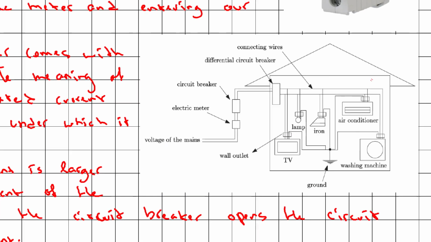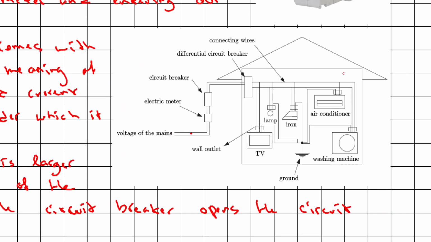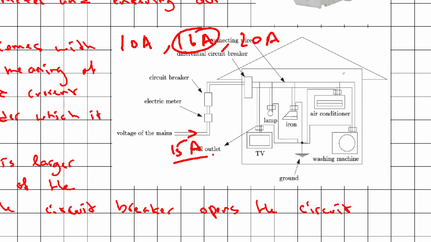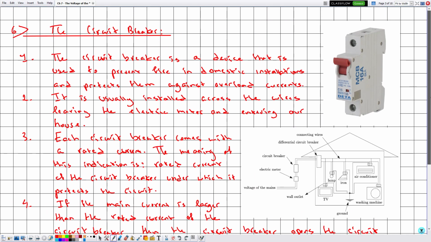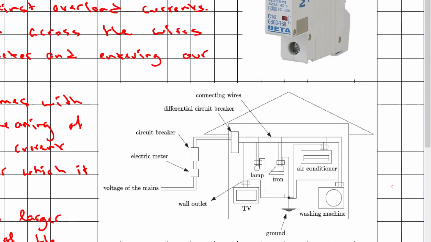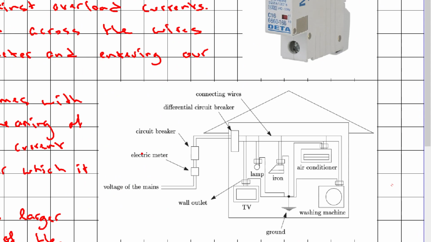Now suppose that the current traversing the circuit is 15 amperes and we want to protect this domestic installation. We have circuit breakers of the following choices: 10 amperes, 16 amperes, or 20 amperes. Which one do we choose? We choose 16 amperes because it's slightly greater than 15 amperes. This is it for the circuit breaker. Now we are done with the circuit breaker.